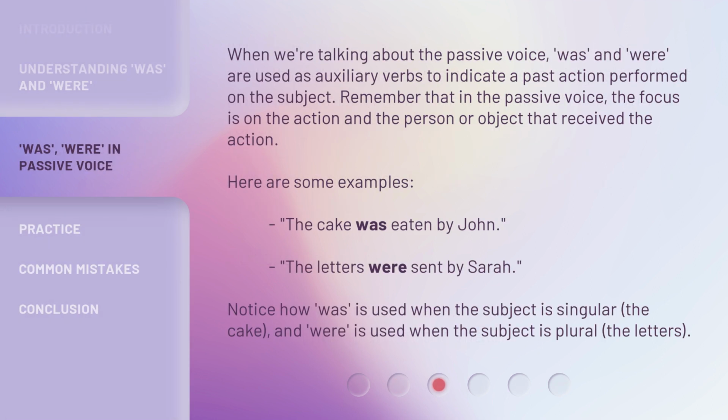When we're talking about the passive voice, was and were are used as auxiliary verbs to indicate a past action performed on the subject. Remember that in the passive voice, the focus is on the action and the person or object that received the action. Here are some examples. The cake was eaten by John. The letters were sent by Sarah. Notice how was is used when the subject is singular, the cake, and were is used when the subject is plural, the letters.